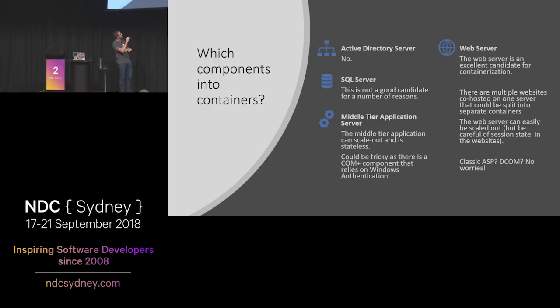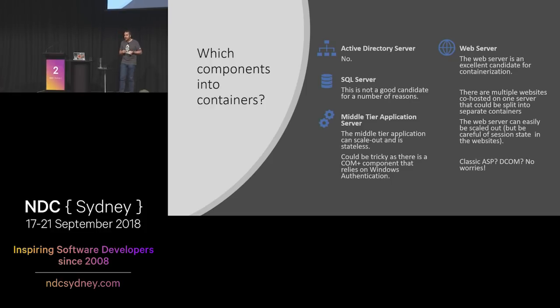The middle tier application here is a stateless application. The middle tier can scale out, so we could have dozens of middle tiers running in this application. They can run independently of one another. So it could be a really good component to containerize. In this case, it's tricky because it has a COM+ component running at the core of it, COM, DCOM, and it's requiring Windows authentication. That's going to make things a little bit sticky when we go down the container path, and we'll look a little bit more at that later.